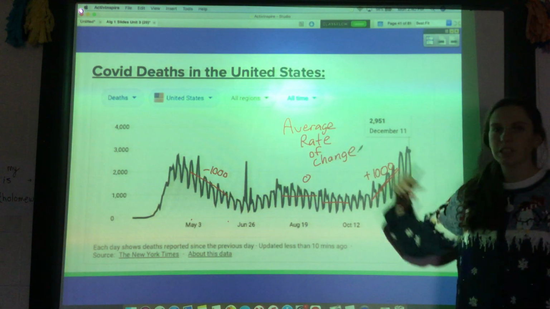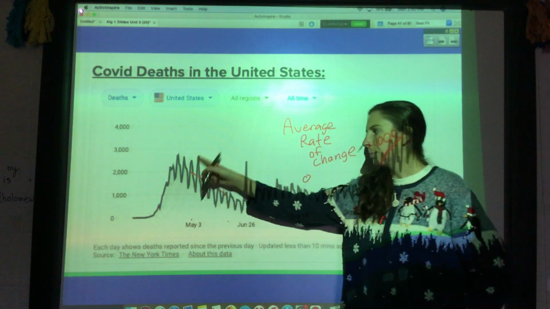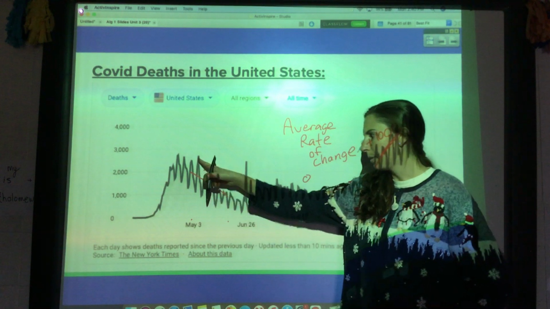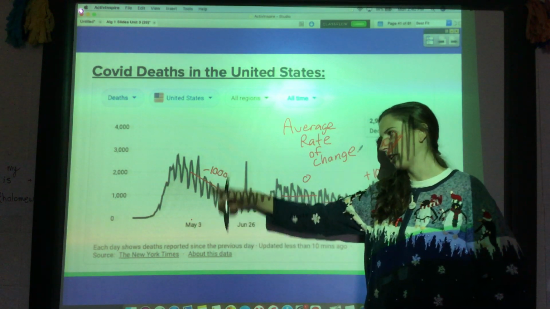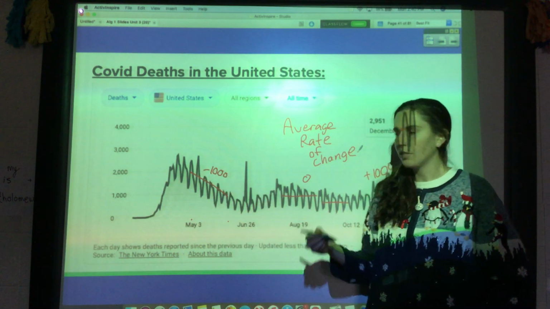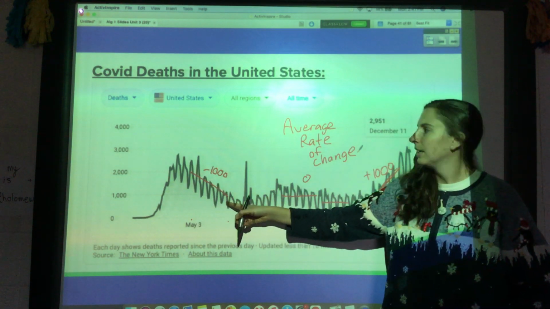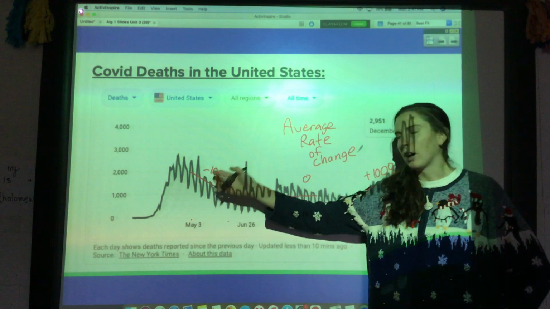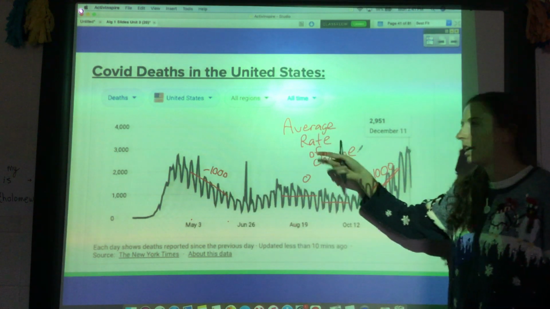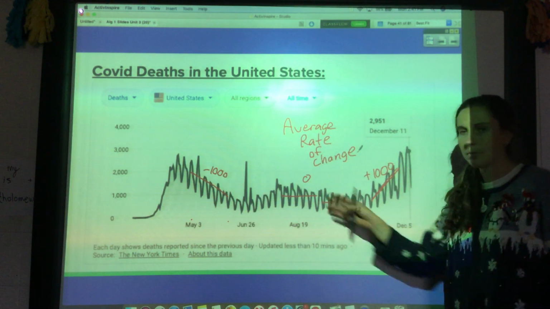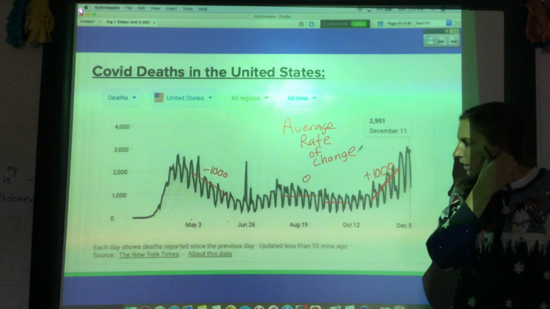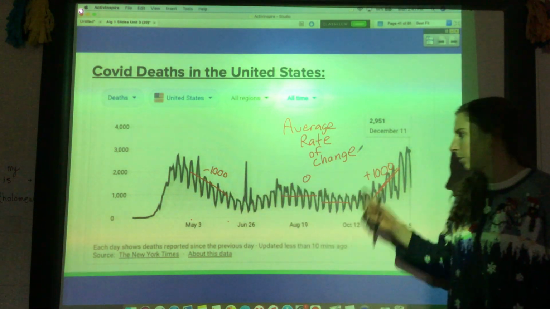Also, it's called the average because there are bumps all over the place. Obviously it goes up and then down and then up and then down and then up a little more and down a lot more. But on average, if I went from here to here, it went down about 1,000. So it's the average rate at which it's changing, and it depends on where you look at in the graph. Over here it was negative, over here it was positive.